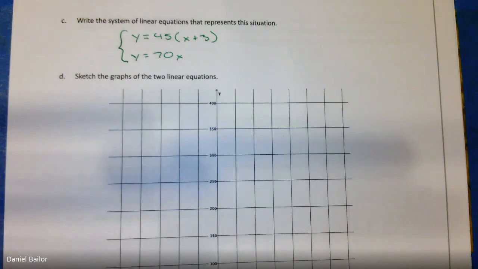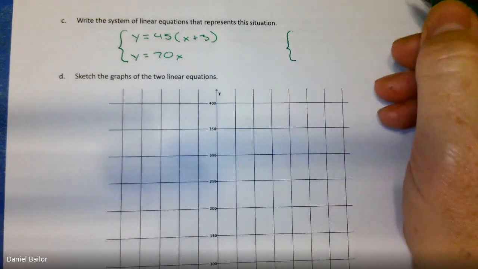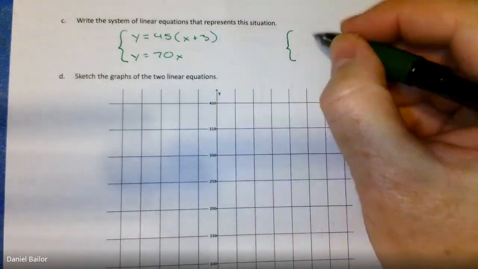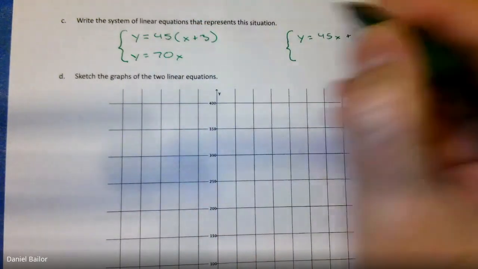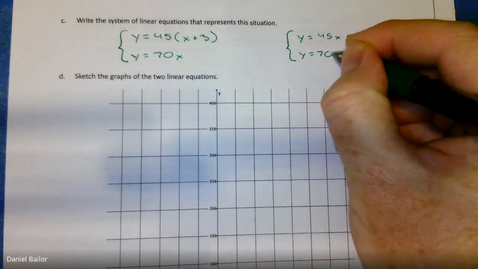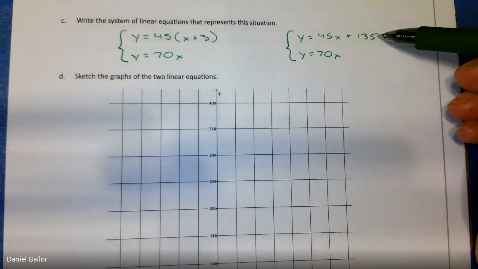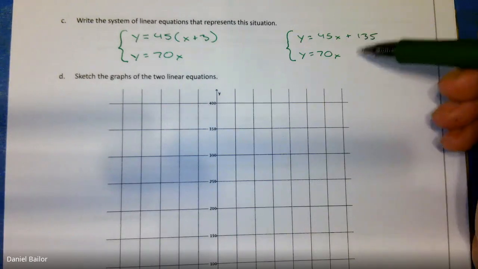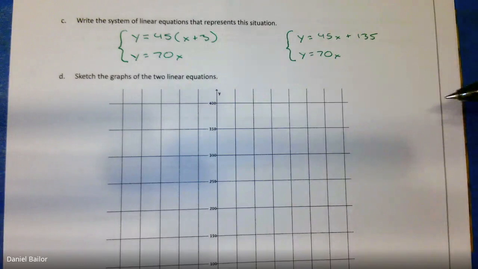You can even, if you want, because you can look at part D and see they're going to want to graph this, change the system so that Efren's is in slope-intercept form by using the distributive property. 45 times x is 45x plus 45 times 3, which is 135. It's the same way, except this is a little bit easier to graph because it's in slope-intercept form. It means the same thing. We just use the distributive property to change it, because in part D, they do want us to graph it.